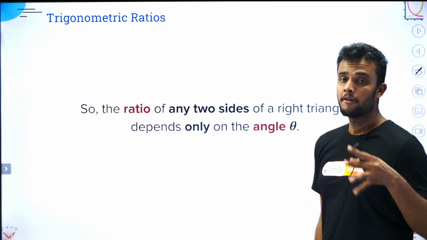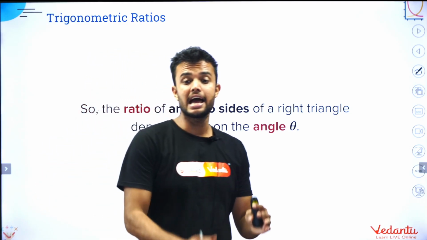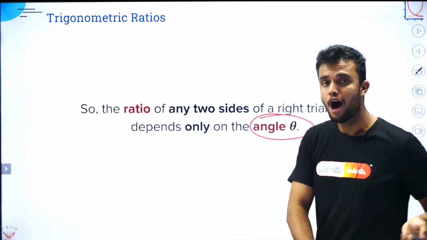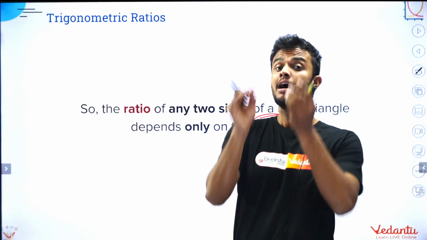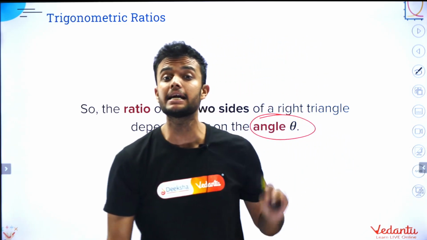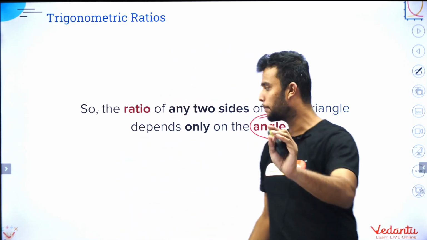From this, how do we conclude? So the ratios of any sides of a right angle triangle depend only on the angle theta. The ratios of the sides completely depend upon the angle theta, not the right angle. It depends upon the angle theta. It varies with angle theta.